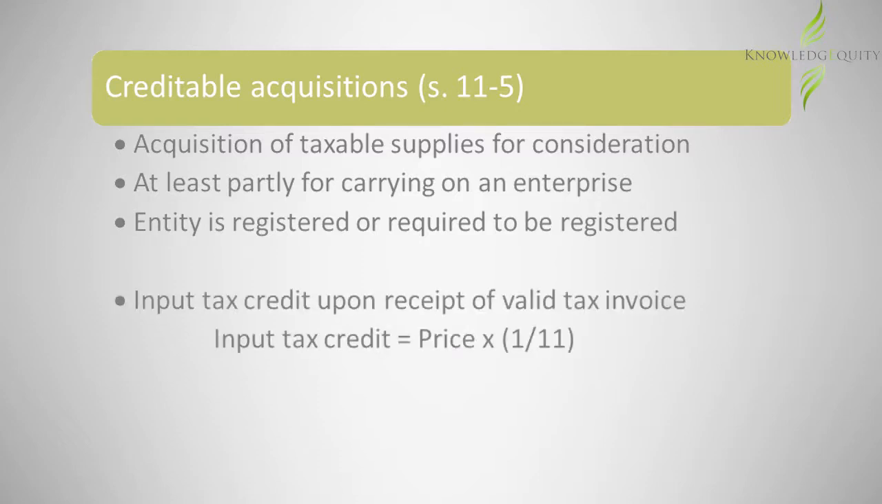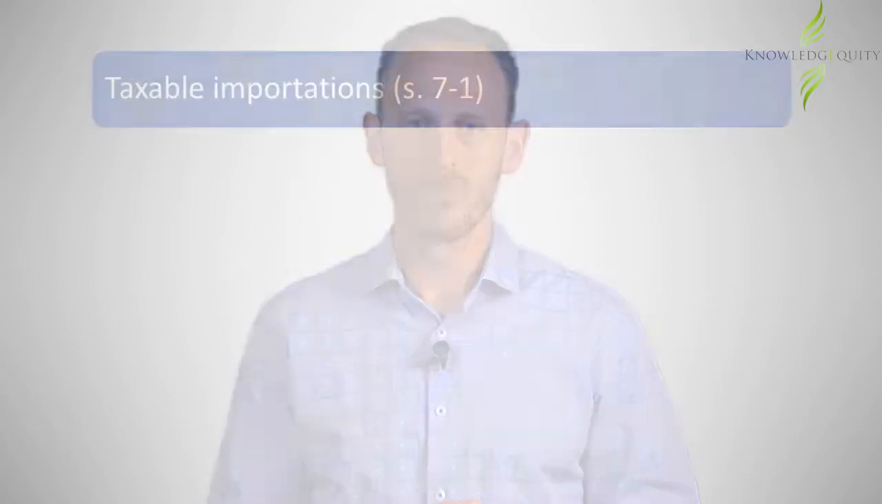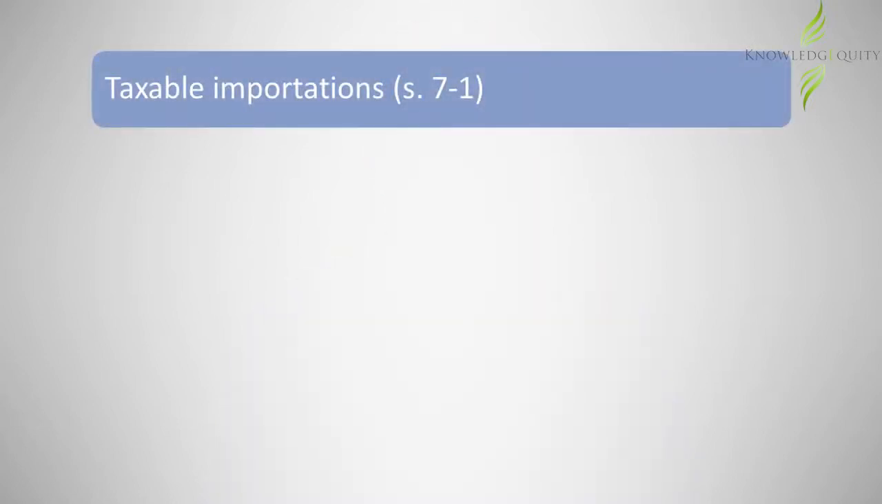The input tax credit will generally be based on the price paid for the acquisition and is generally only available once a valid tax invoice has been received. It is these input tax credits that offset the GST liability, enabling the net amount to be calculated for remission to the ATO. In addition to taxable supplies, a GST liability also arises in respect to taxable importations.